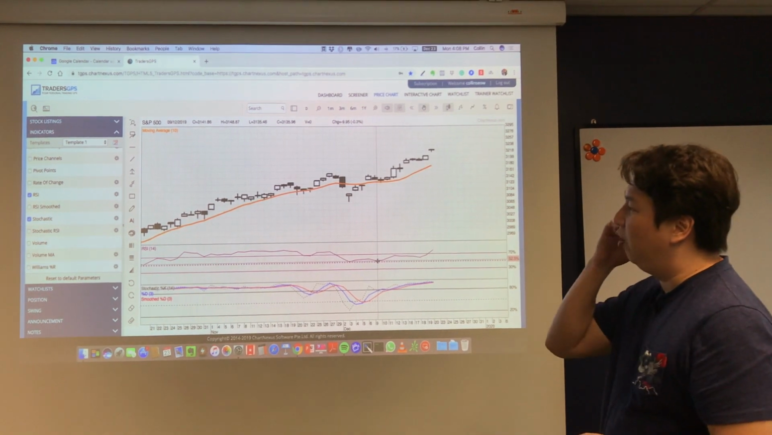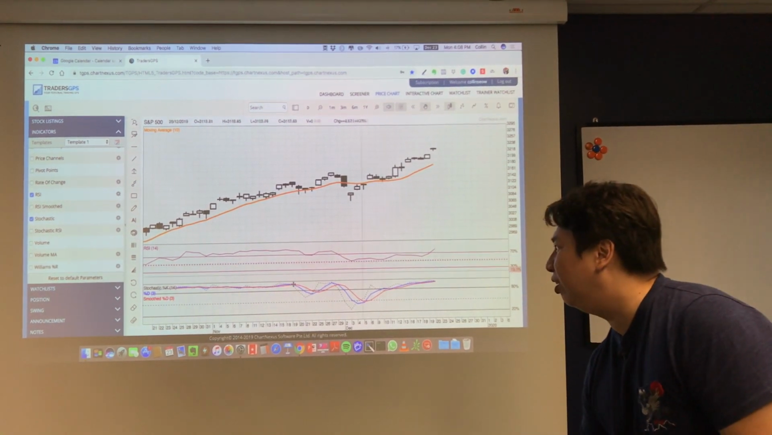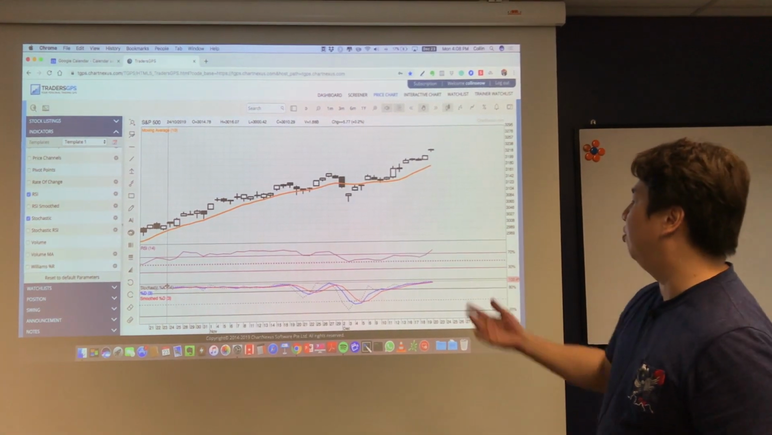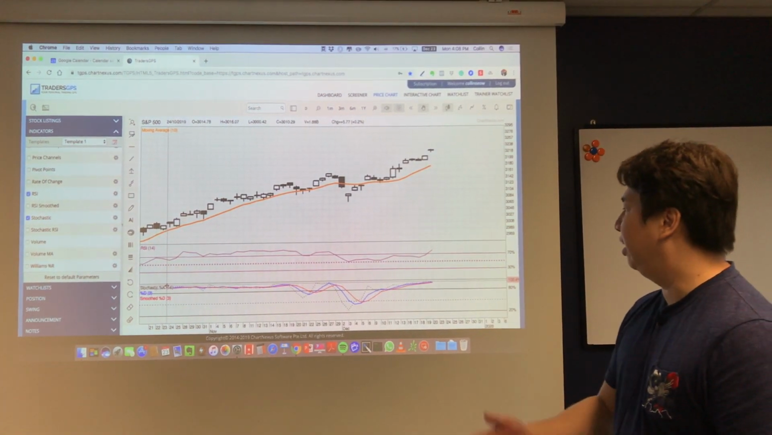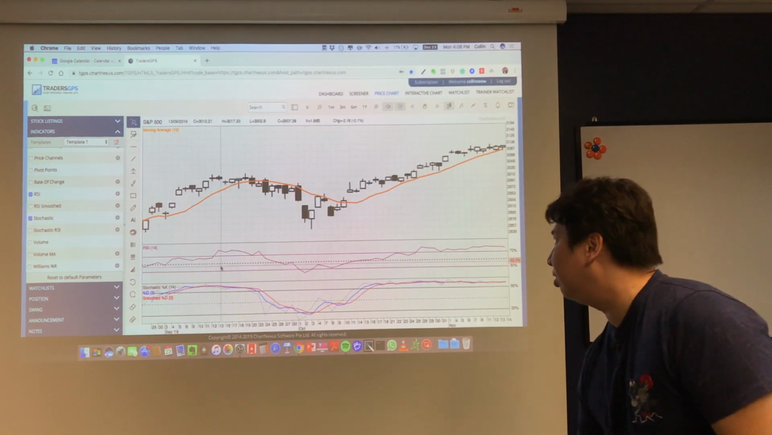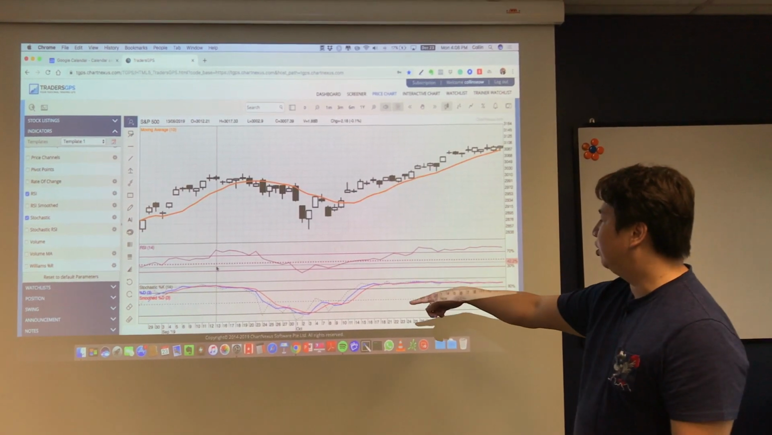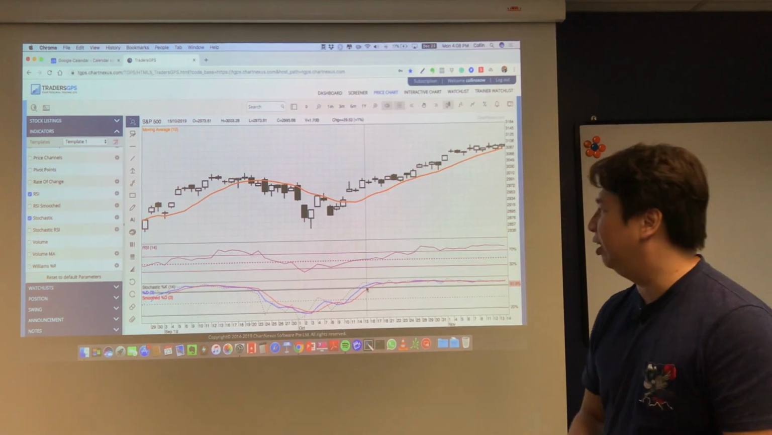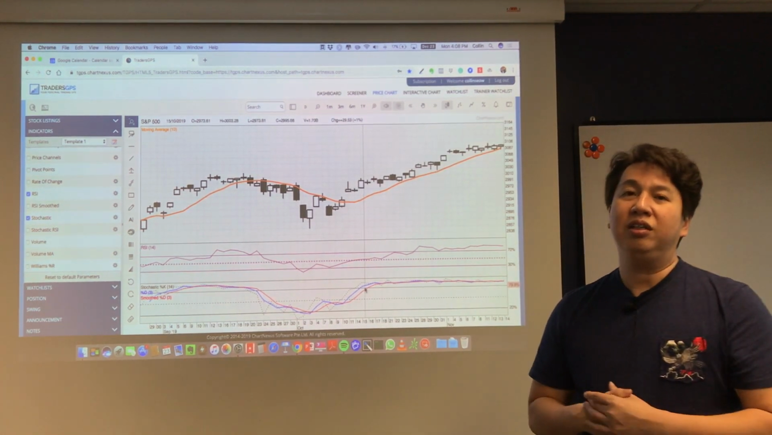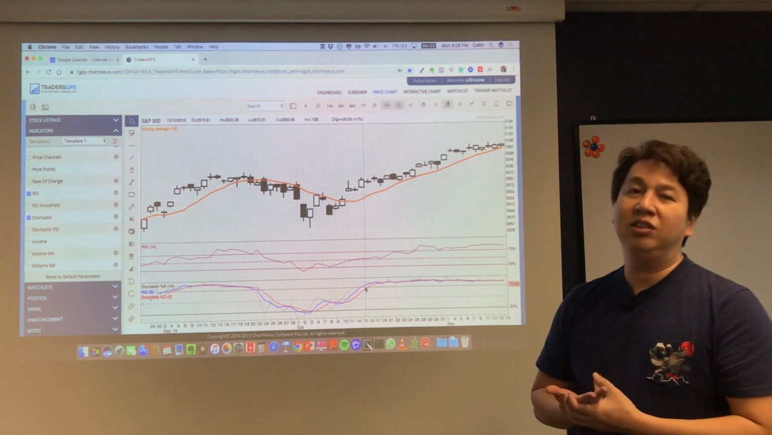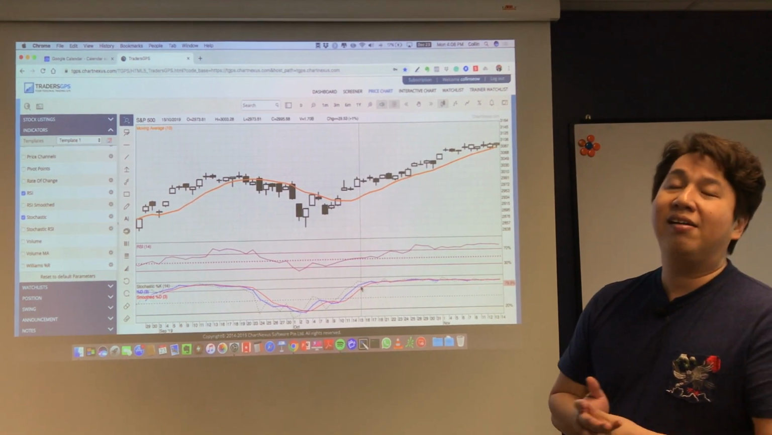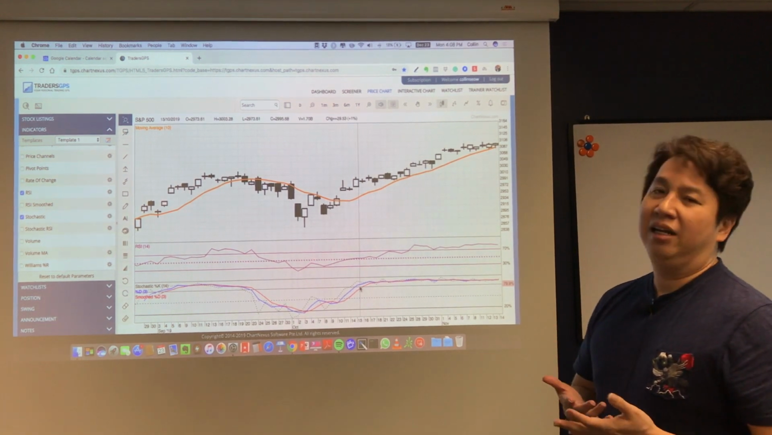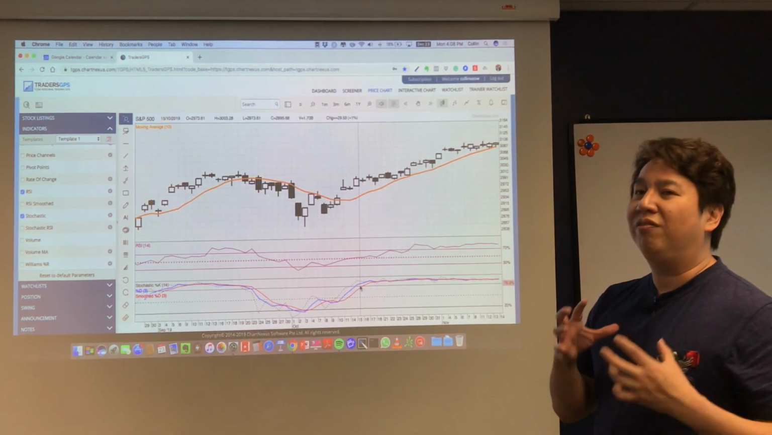Same thing for stochastic. The typical setting for stochastic is 14 3 3, so I plot 14 3 3 over here, and again you can see from this chart it goes from oversold, which is this part here, to overbought, and the setting is 14 also. So we have a 14 stochastic or 14 RSI. At the end of the day, what I learned about the stock is not very clear to me.